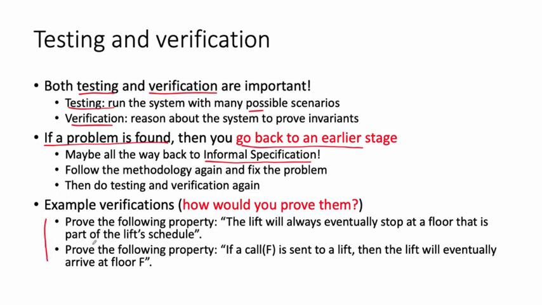Okay, so here are some possible verifications. Prove the following property: the lift will always eventually stop at a floor that is part of the lift schedule. So if there's a floor in there, you have to prove that the state will eventually always get there. Or you can prove the following property: if a call F is sent to a lift, then the lift will eventually arrive at floor F. That's a very nice property, okay? Even if you have many other states happening. So this is the kind of thing you have to prove. And you can prove that using the state diagrams.